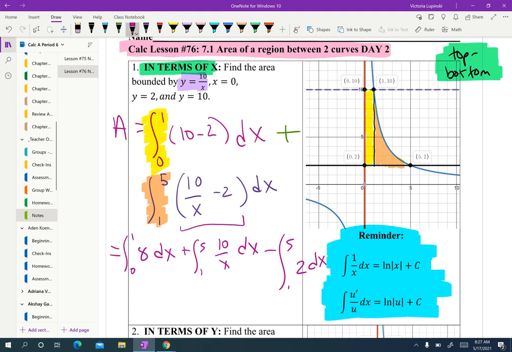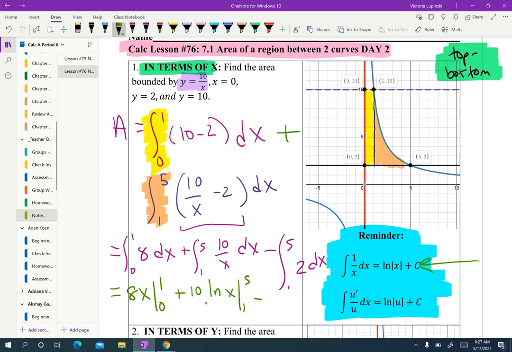So from here, if I'm going to go ahead and integrate now, if you integrate 8 in terms of x, that's going to be 8x, and you're going to evaluate that from 0 to 1. Plus, if you're trying to integrate 10 over x, you're going to need this reminder here. The way that you would integrate 1 over x, you would integrate it the same way, except you would need a 10. So this would be 10 times the ln of x, which you would then evaluate from 1 to 5.